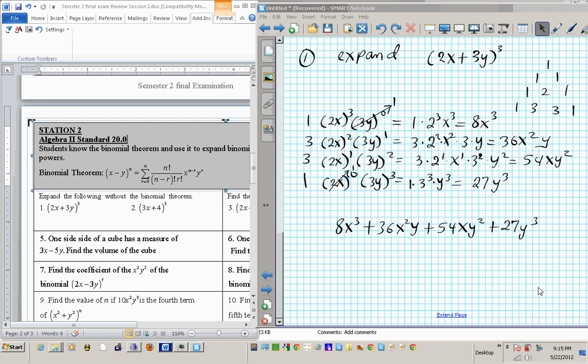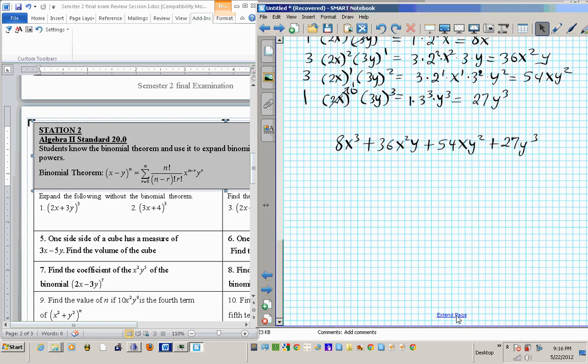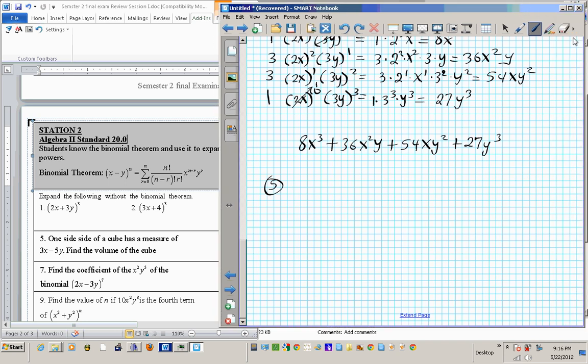Alright, now let's move on to question 5 on station 2. On question 5, I'm just going to set up the problem, and then you can finish it up using what we just did for number 1. So for question 5, we are told that one side of a cube has a measure of 3x minus 5y. So find the volume of the cube.